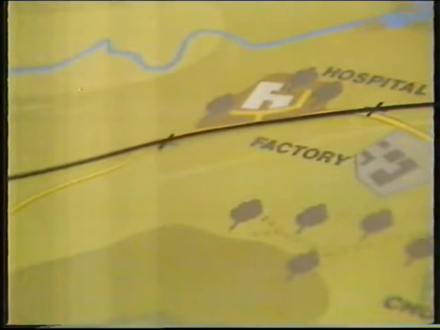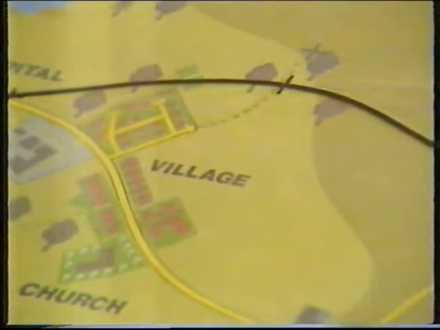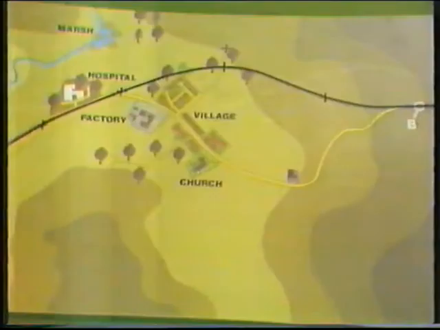Well, I don't think it's the best route. What we'd like you to do is to design a couple of alternative routes and decide which you think is the best route.